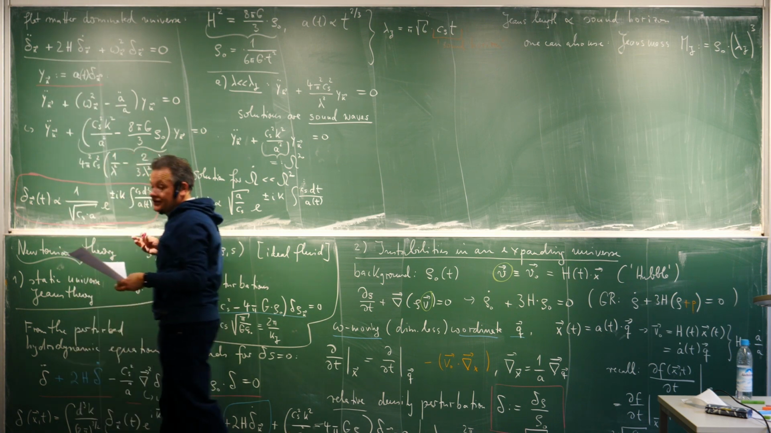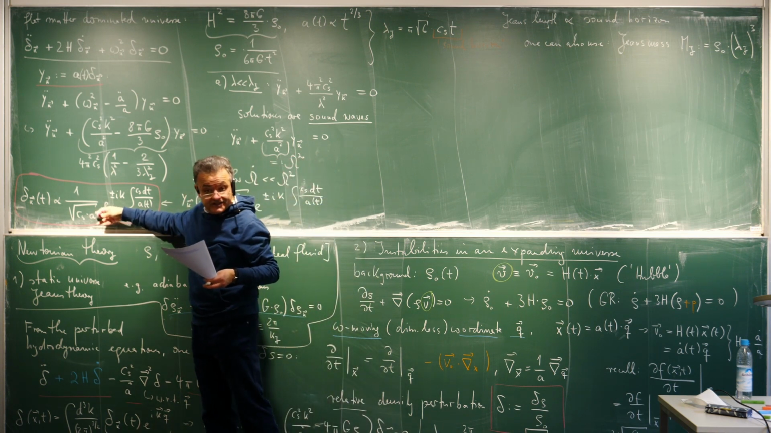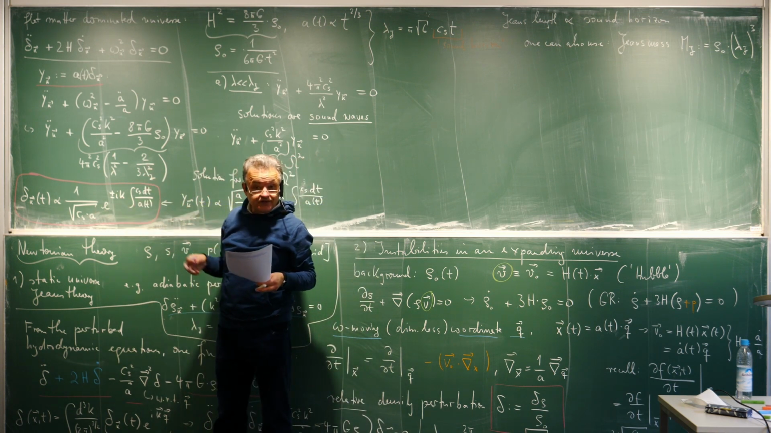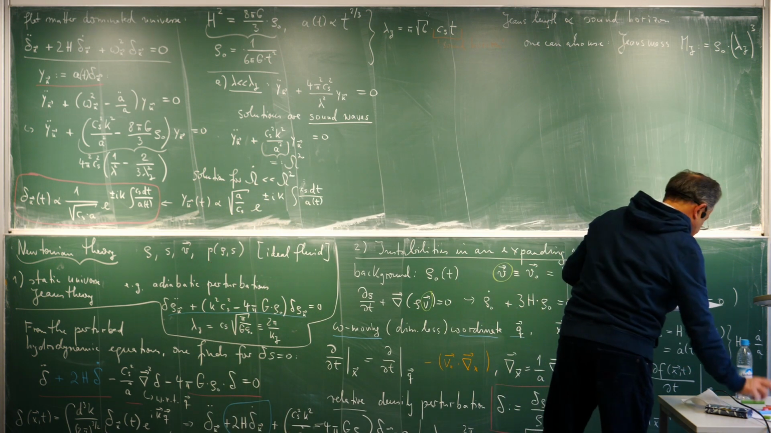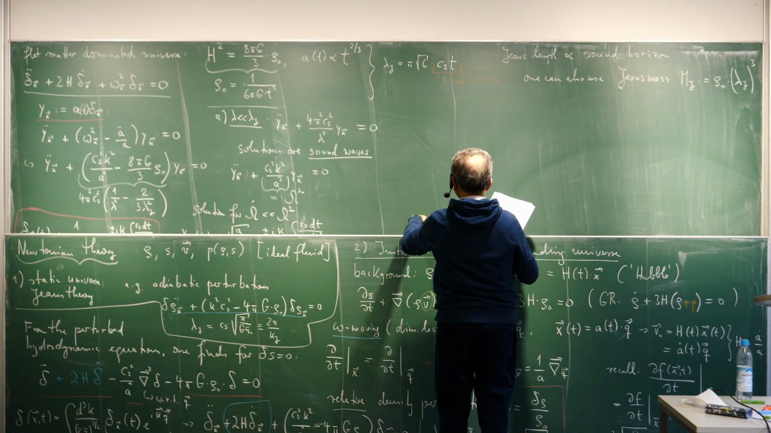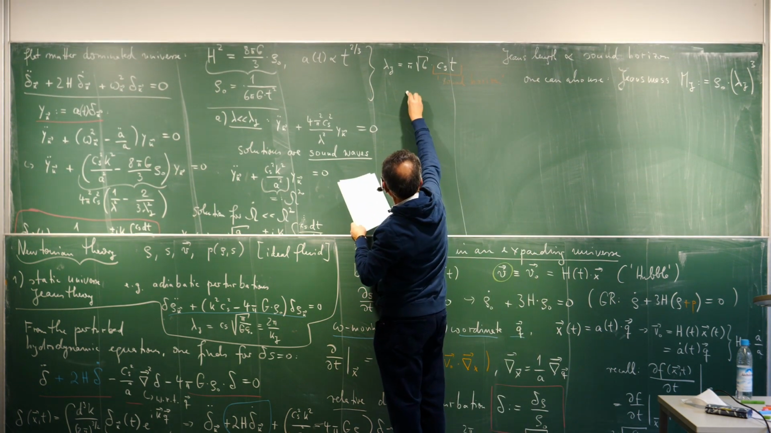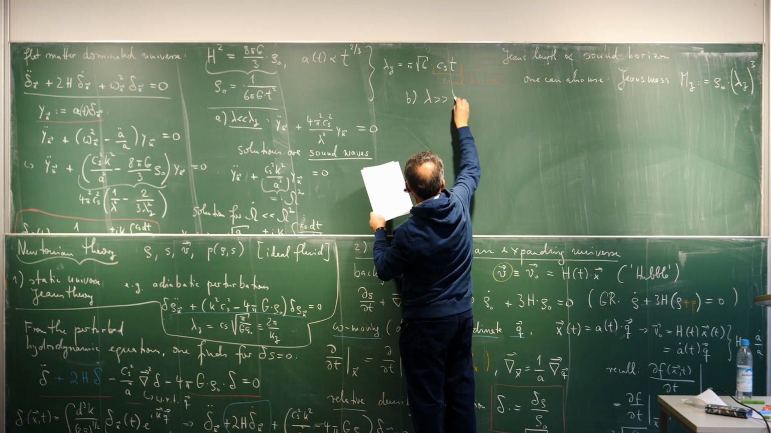Now, you don't have this in the static case, but this friction term somehow leads here to that 1 over square root of a decrease. Okay, so far for the small wavelengths. What follows for the bigger wavelengths? So we have here then case b, lambda much bigger than lambda J.